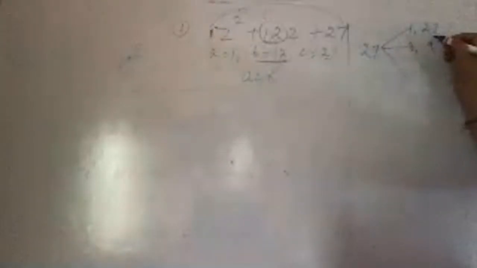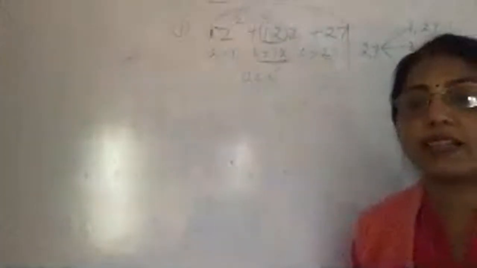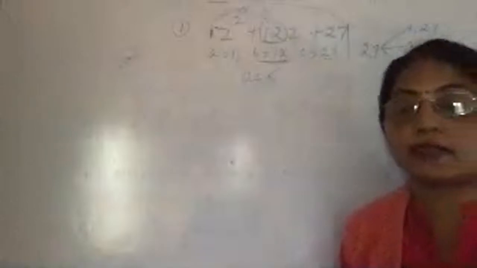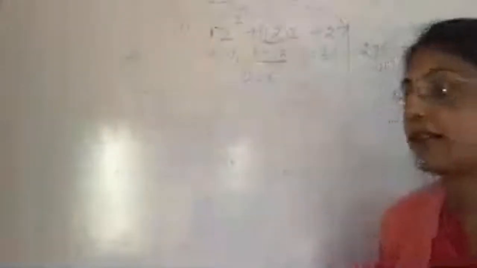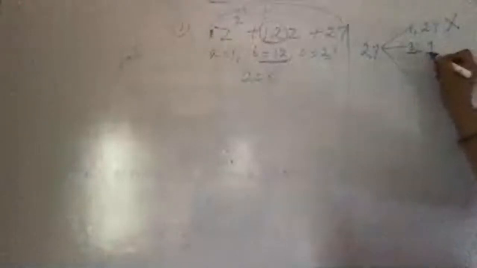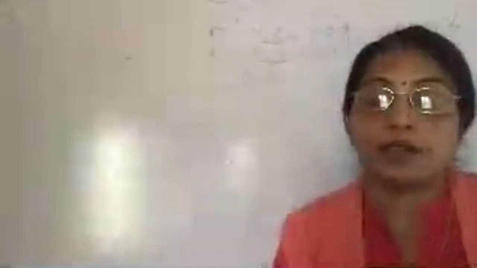1 and 27, if you add, it is 28. And if we subtract, then also 26 will come. So we are not getting it, so this we can't apply. Now 3 and 9, we check. Clear? If we add, then it will come. Here it is plus sign, then it is easy that we will write plus 3 and plus 9.